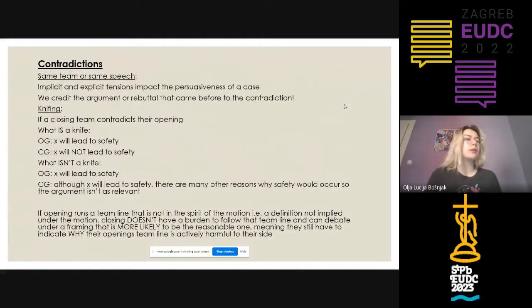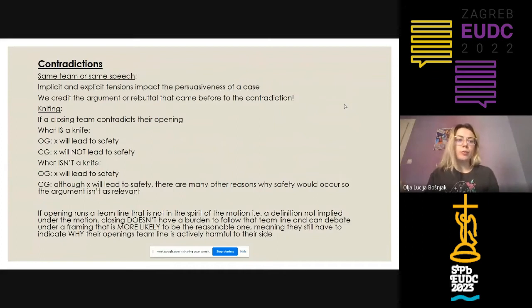Contradictions and how do we value them? I think first, if you're looking at the same team or same speech and there is a contradiction, both implicit and explicit tensions impact the persuasiveness of a case, right? So even if someone doesn't point out a tension in someone's case, but you notice it yourself in your notes and it was quite there, just no one said it, I still think it impacts the persuasiveness of a certain case or a claim.